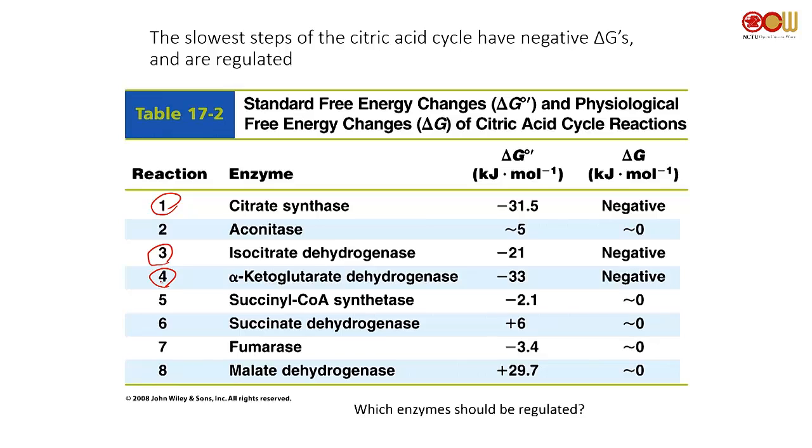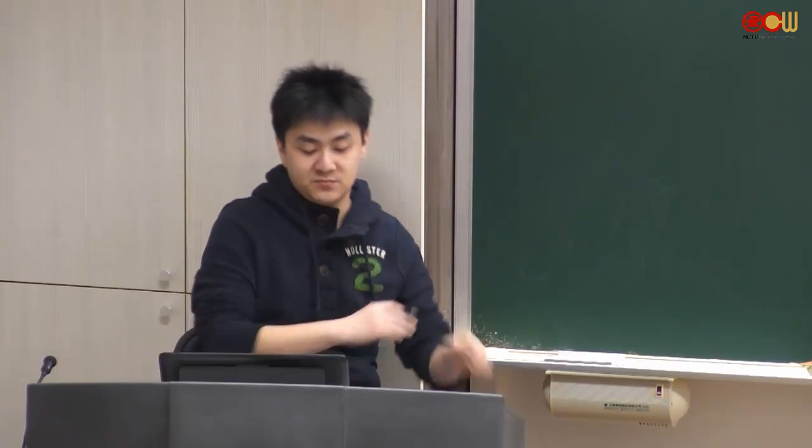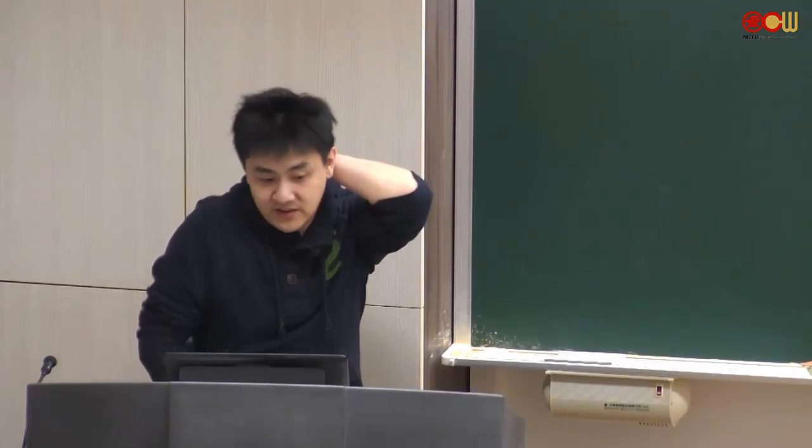And the only one that's kind of weird is malate dehydrogenase. The standard energy is positive 30, but we can tune the concentration of OAA and the concentration of malate such that inside the cell we can get a delta G close to 0, so that this can actually proceed.